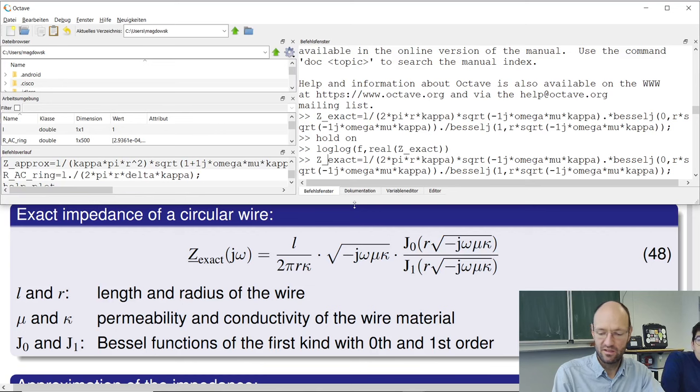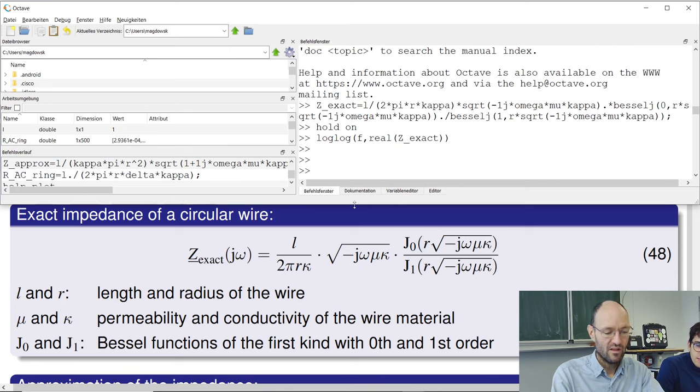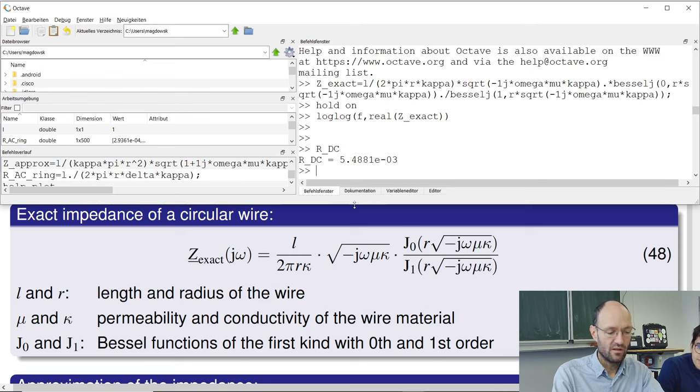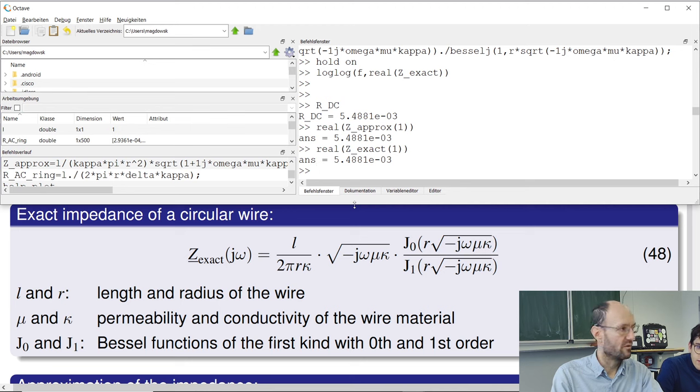What we can do is, and then I will come to the question in the chat. You always need to delete this if you just press something. Okay, so if we look at our RDC value, okay, this is this. If we take a look at the real part of this approximation formula of the first value, we see, at least in this precision, we get exactly the same value. And if we do it for the exact formula, we also get the very same value.